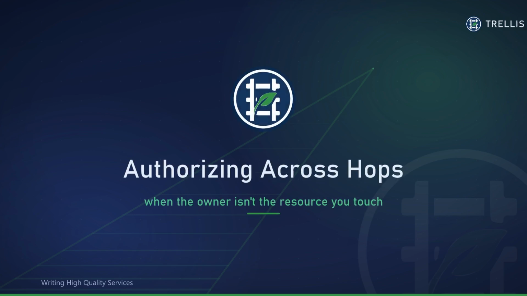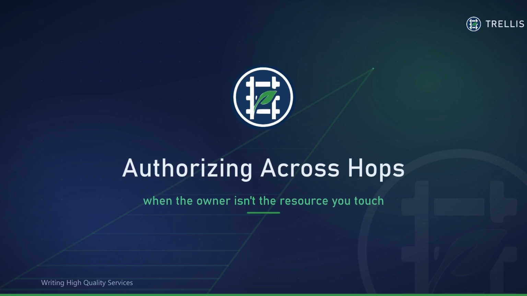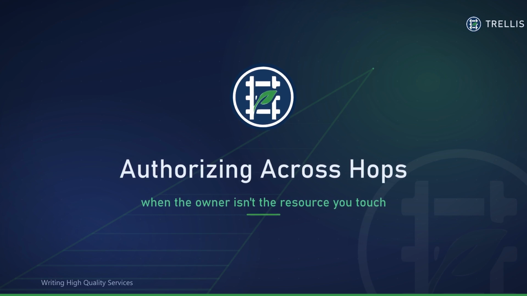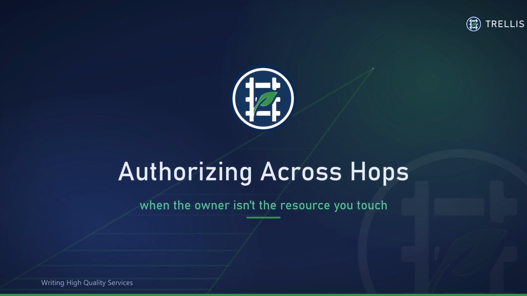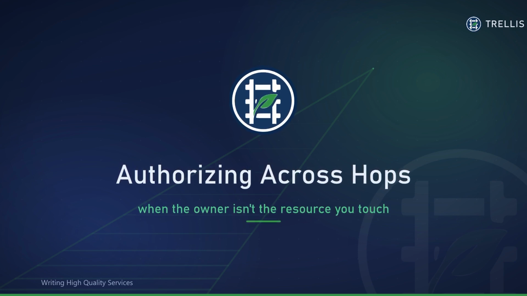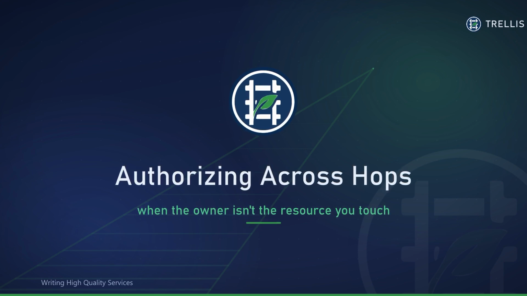Here's an authorization puzzle that trips up a lot of systems. Sometimes the thing you're changing isn't the thing you check permission against. Can this user edit this order? Well, it depends on the customer the order belongs to. Can they upload this match's scorecard? Depends on the teams playing in it. The resource you touch is one hop away from the resource that actually owns the decision. And in a distributed system, that owning resource might live in a completely different service.